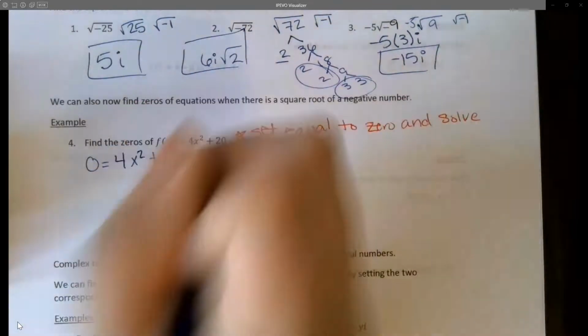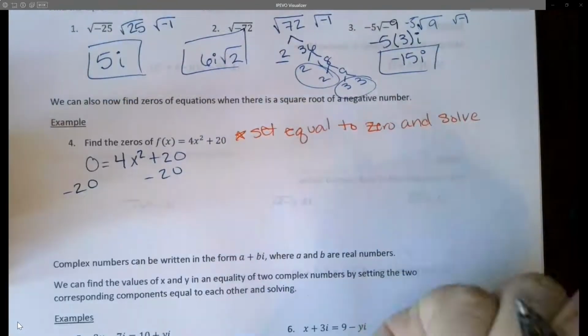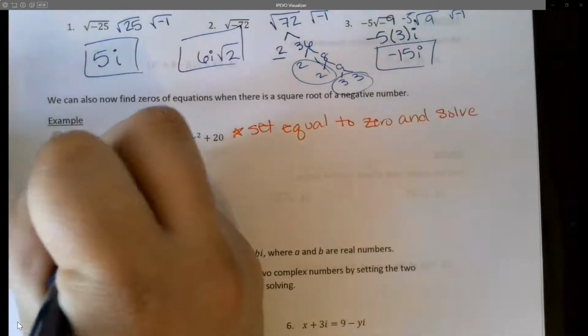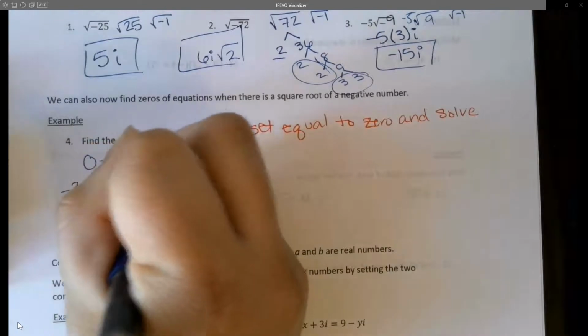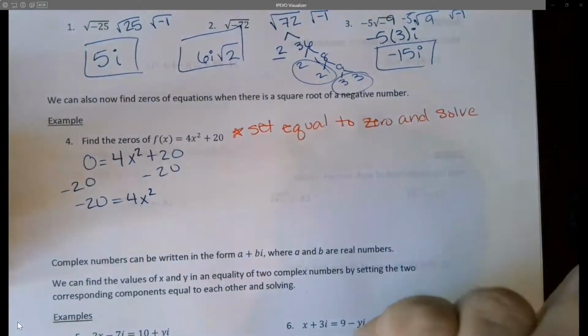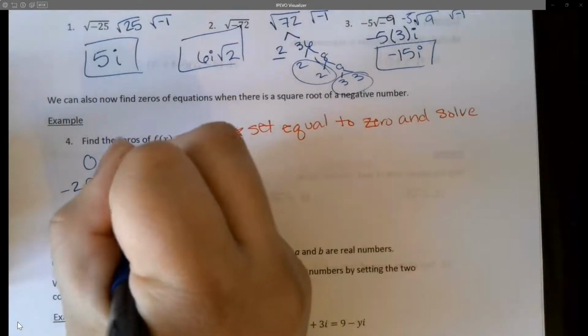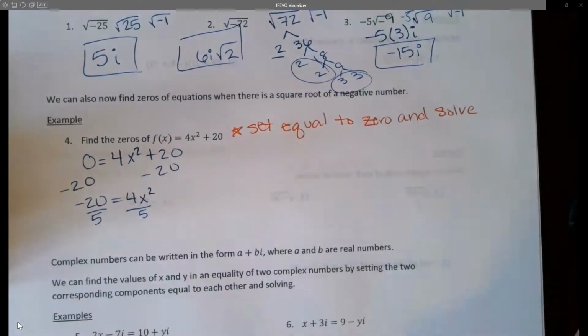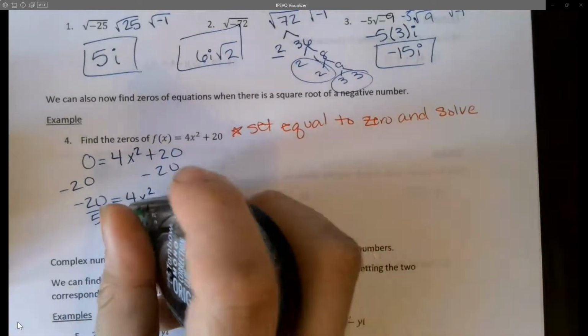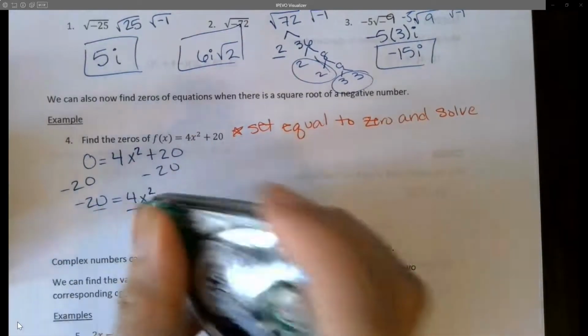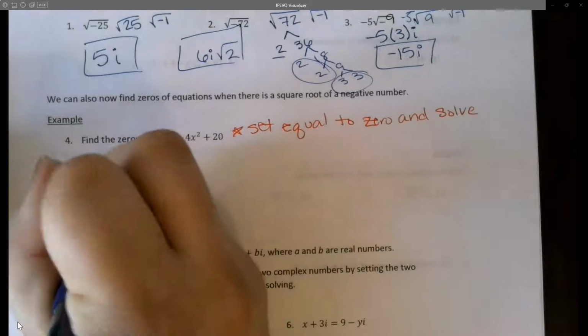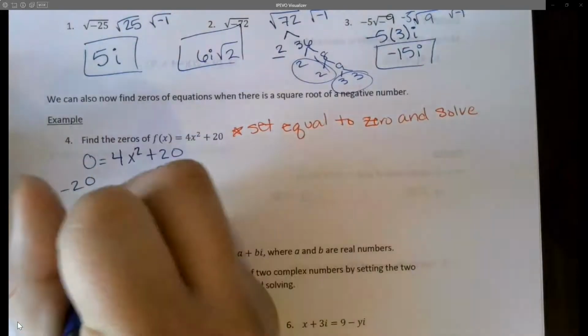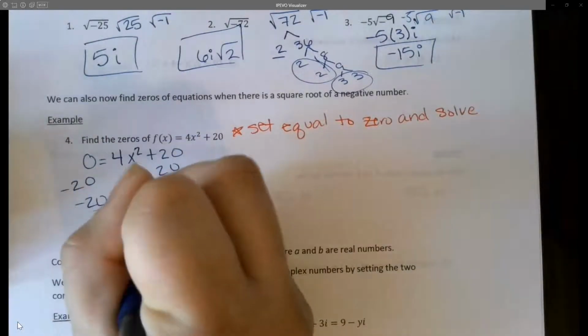I'm going to subtract 20 on both sides to get that x squared alone, because this method looks like it would be best solved using square roots. I keep wanting to get that x squared alone, so I'm going to divide both sides by 4. So I get -5 equals x squared.